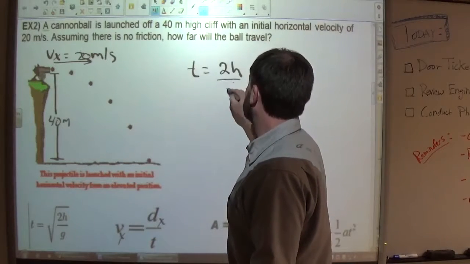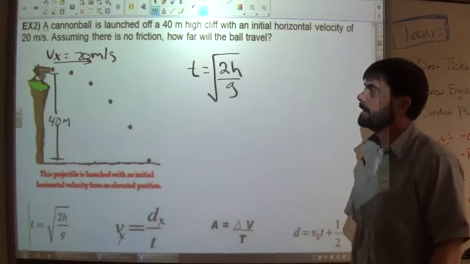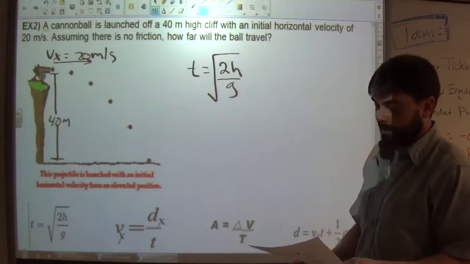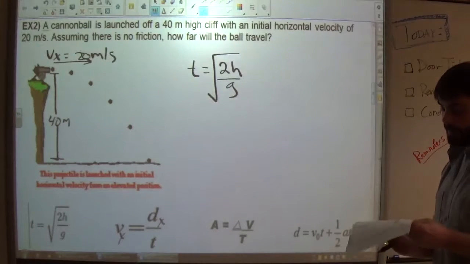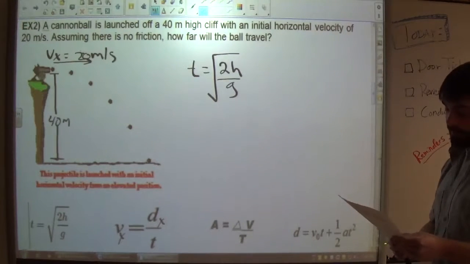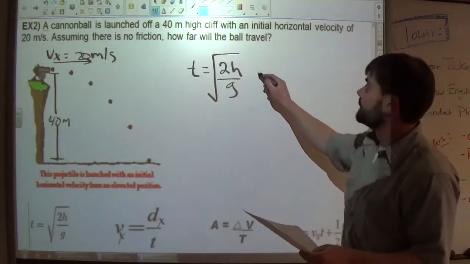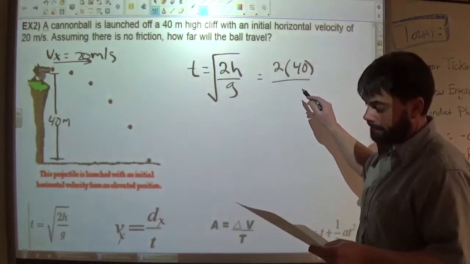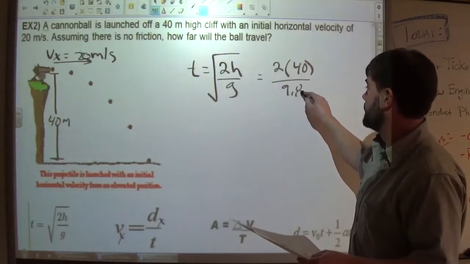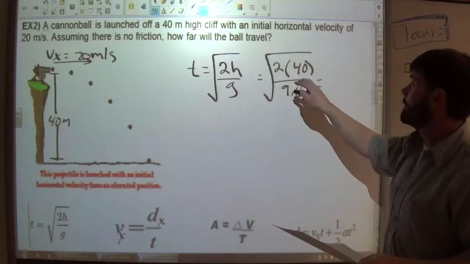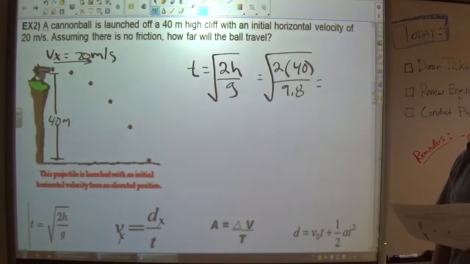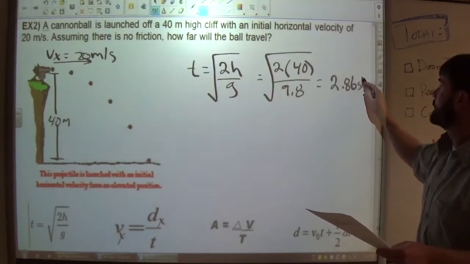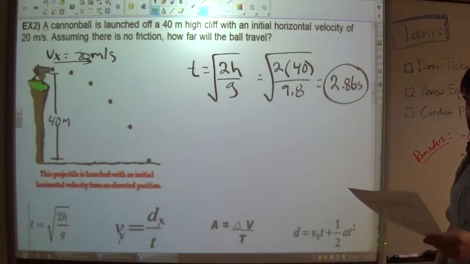And the equation that we have for time has variables of height and g, the acceleration of gravity, which we all know. So in this situation, I'm going to plug in the variables that we've got. For the object falling from 40 meters, I'm going to do 2 times 40 divided by 9.8. If I plug this in, 2 times 40 is 80. If I divide that by 9.8 and take the square root of it, it gives me 2.86 seconds. So that's the time it takes to hit the ground.